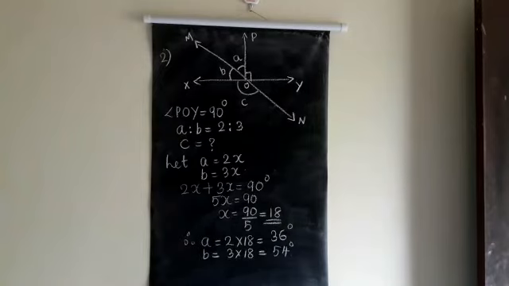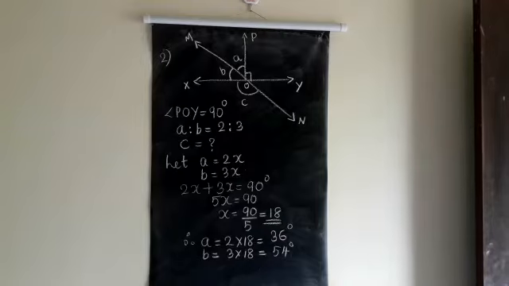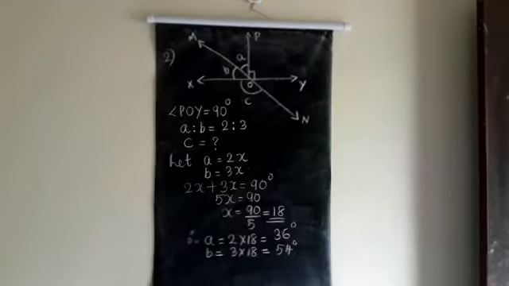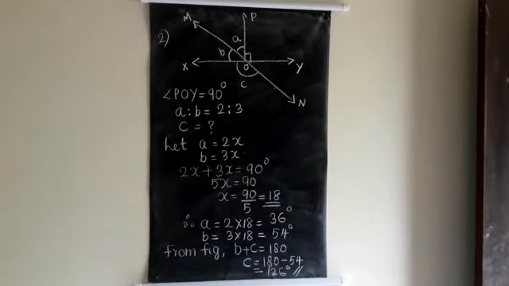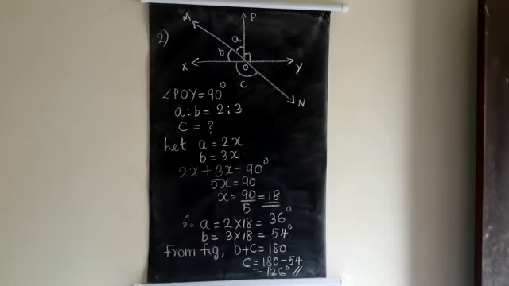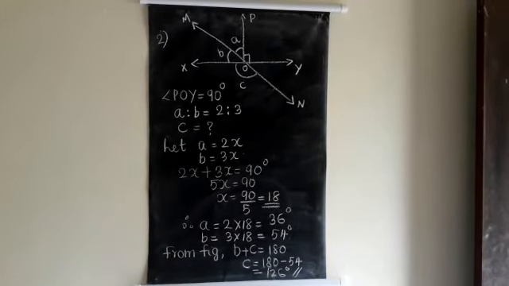But in our question you have to find the value of C. How to find the value of C? Again, MN is a line, and what are the angles under MN? B and C. And we know the sum of B plus C is equal to 180 degrees, isn't it? So angle C is equal to 180 minus B. What is B? 180 minus 54. So C is equal to 180 minus 54, that is equal to 126.